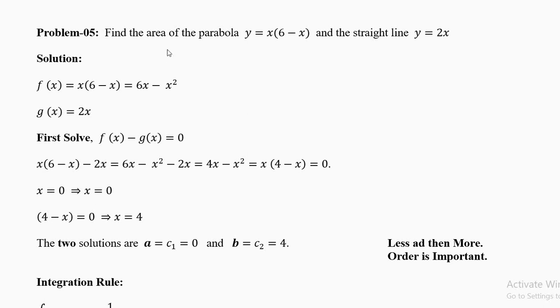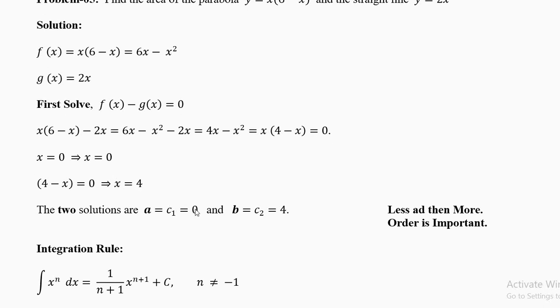Again, find the area between the parabola y equal to x into 6 minus x and the straight line y equal to 2x. Now your first function is f of x equal to 6x minus x squared. The second function is g of x equal to 2x. First solve f minus g equal to 0. So you have 6x minus x squared minus 2x, which is 4x minus x squared, which is x into 4 minus x equal to 0.